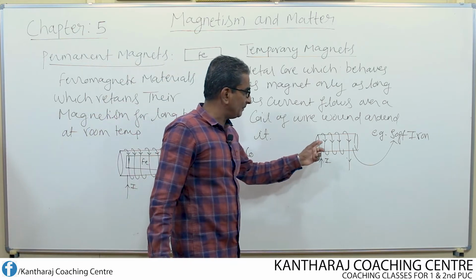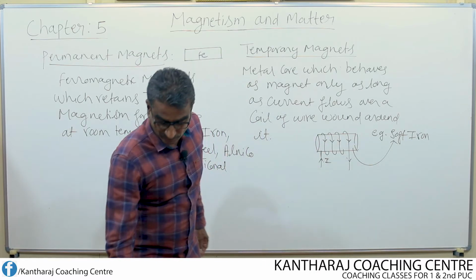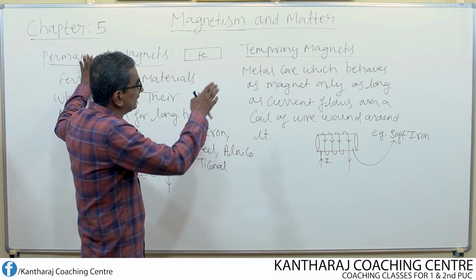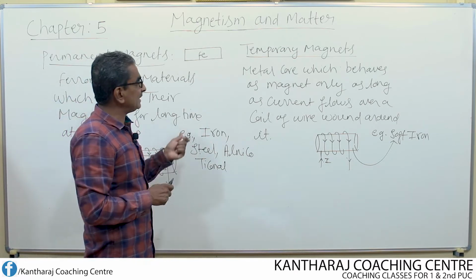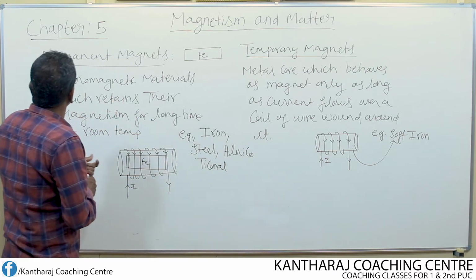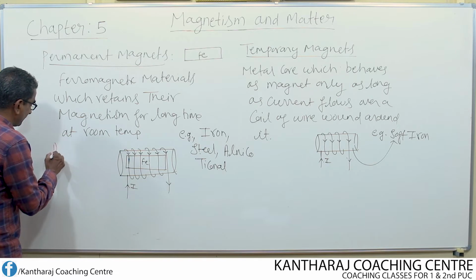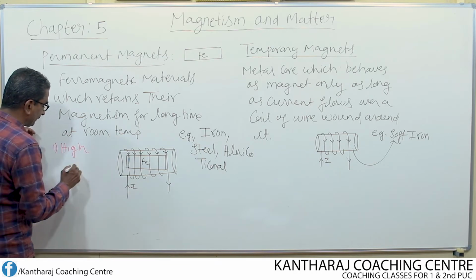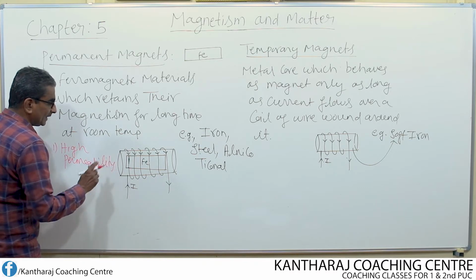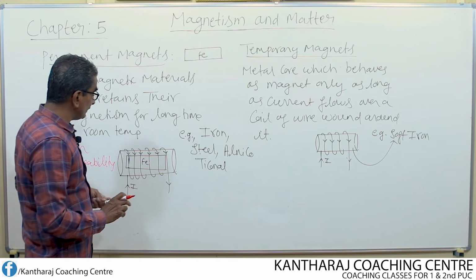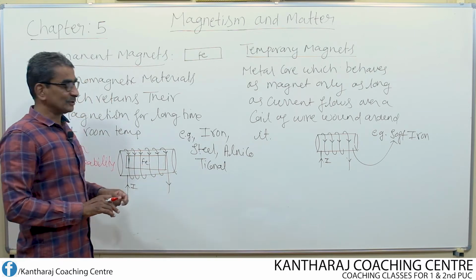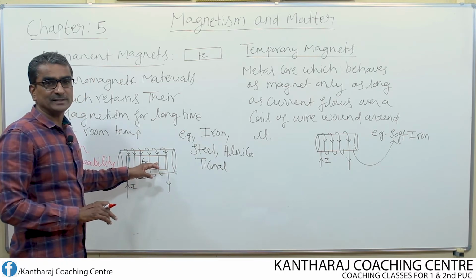Whereas for a temporary magnet, we follow this method. Then what are the essential characteristic features of permanent magnets as well as temporary magnets? Characteristic features means properties. If I look into the properties, a permanent magnet must have high permeability. If permeability is high, then the material can be magnetized very easily. So that is why it must have high permeability.